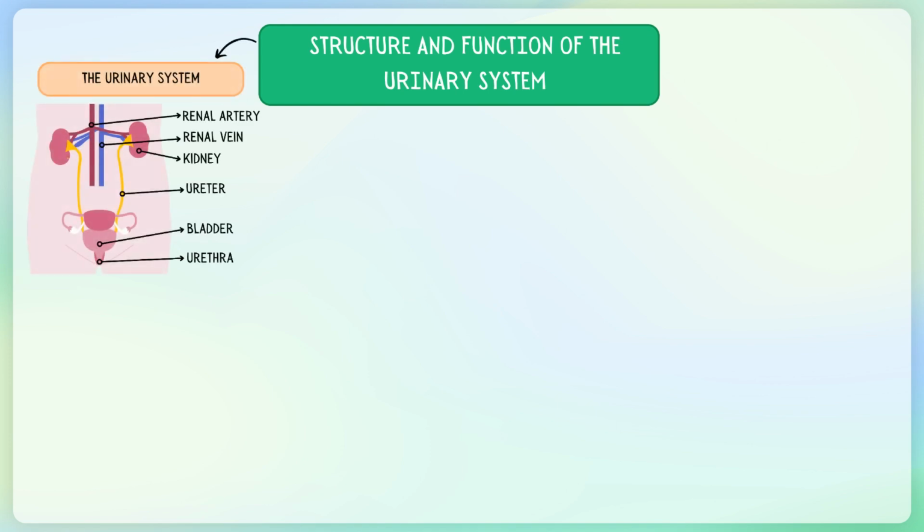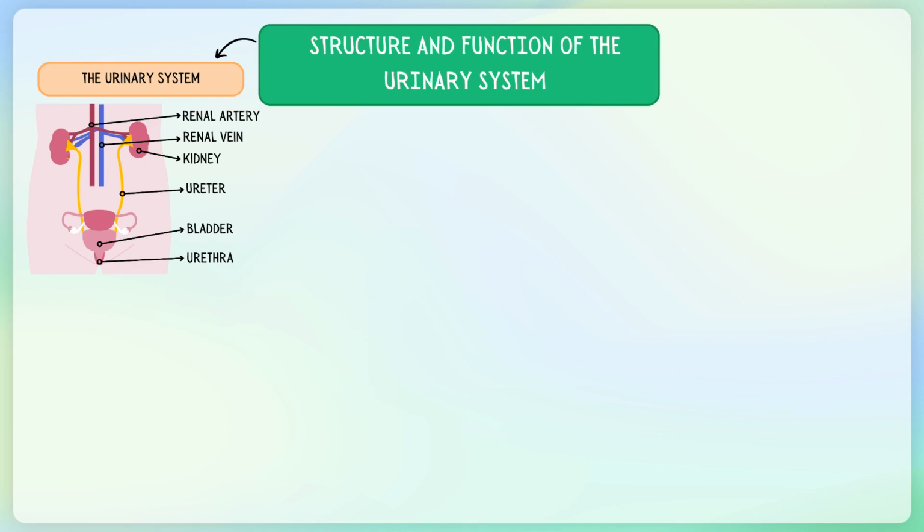In today's lesson, we examined the structure and function of the urinary system, with a specific focus on the kidneys and the nephron. We began by discussing the overall urinary system, which includes the kidneys, ureters, bladder, and urethra, emphasizing its role in filtering blood and removing waste products.